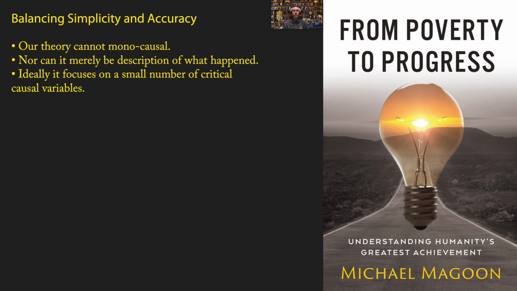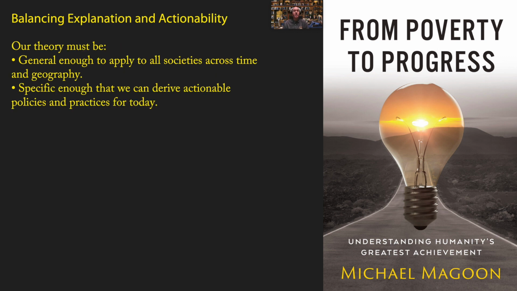Ideally, we need to focus on a small number of critical causal variables. In other words, we need to have a middle ground between where there's one cause to explain everything and so many causes that it really just involves a basic description and you really get lost in all the details. Our theory must be general enough to apply to all societies across time and geography, but specific enough so that we can derive actionable policies and practice.